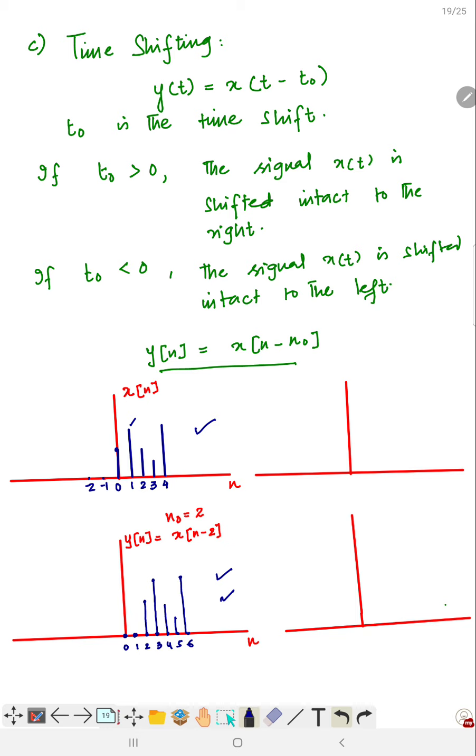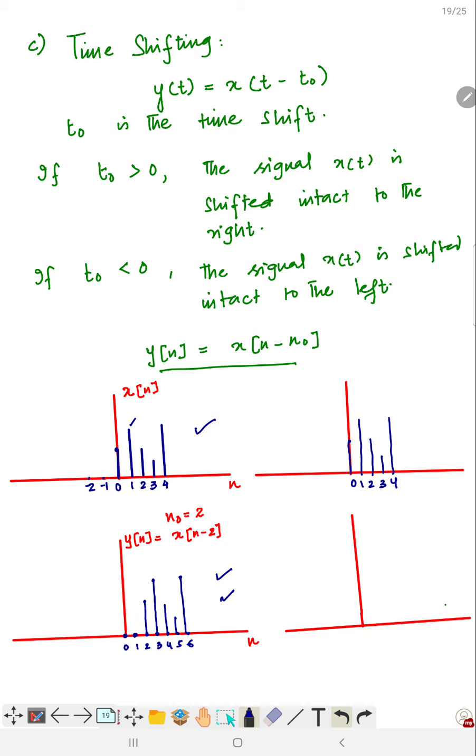Fine. Similarly, let me just quickly draw that. If you have the same signal, defined at 0, then a sample at 1, a sample at 2, a sample at 3, a sample at 4.